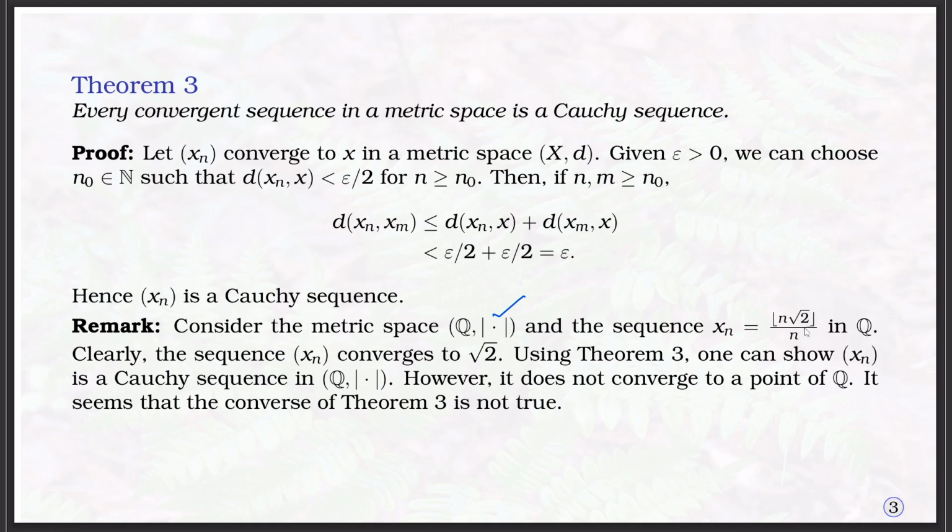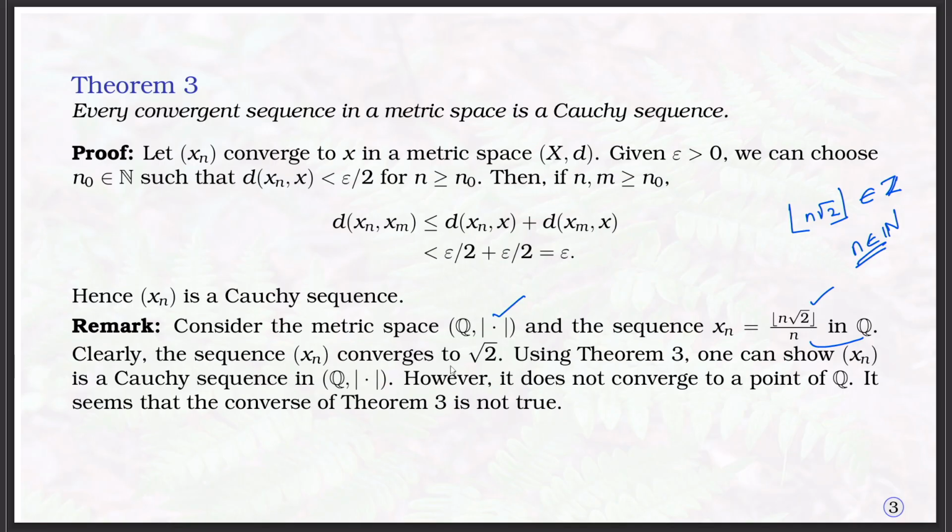Here, the numerator, the floor of n times root 2, is always an integer, and the denominator n is also an integer, where n starts from 1 to infinity, n belongs to the natural numbers. So the numerator and denominator are both integers, so it is in the form p by q. Therefore, this is a sequence in Q, so you can consider this sequence.